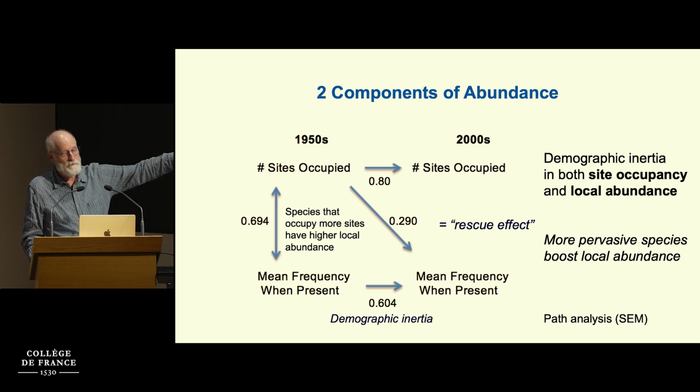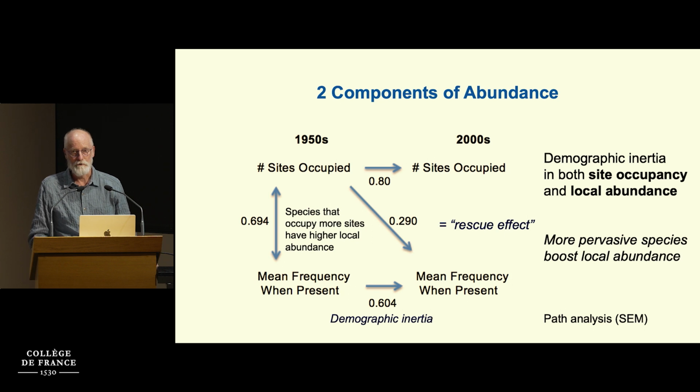What's interesting in terms of this path model is that we found an effect of the number of sites occupied in the 1950s on the local abundance 50 years later. This is, I think, a manifestation of what we call the rescue effect, where the more prevalent a species is in the landscape, the more likely it is to colonize or recolonize a given site.